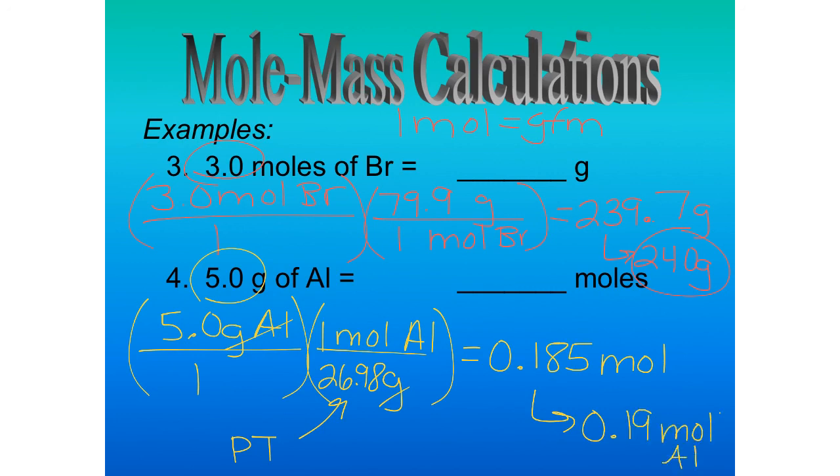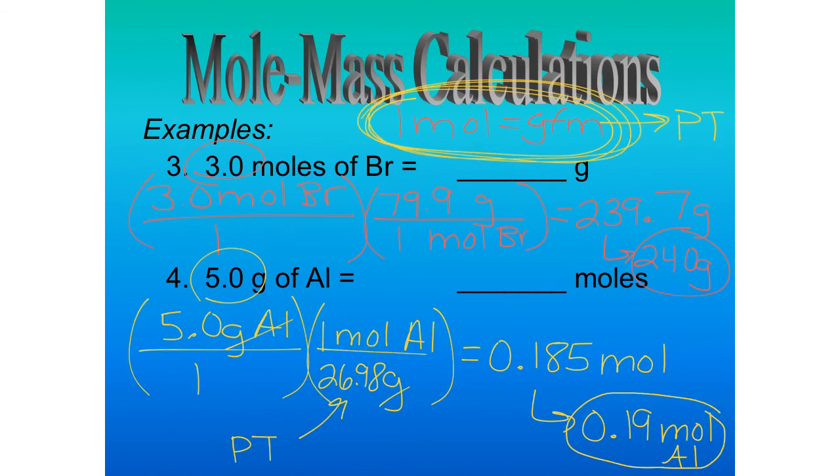Of aluminum. Again, that makes sense because 1 mole is equal to about 27 grams. So 5 grams would be much smaller than 1, and it would be close to 0.2. So we have 0.19. So again, take what you're given, put it over 1, use the conversion factor of 1 mole of your substance is equal to the gram formula mass, which is the mass on the periodic table.